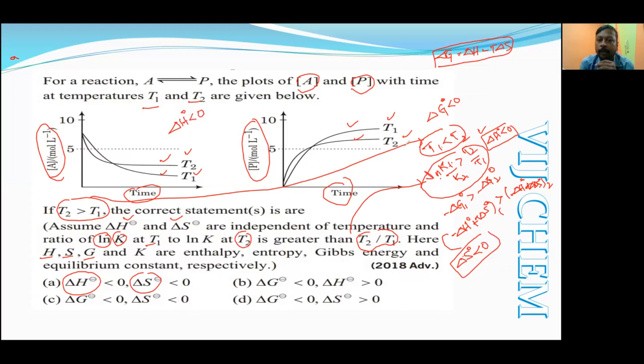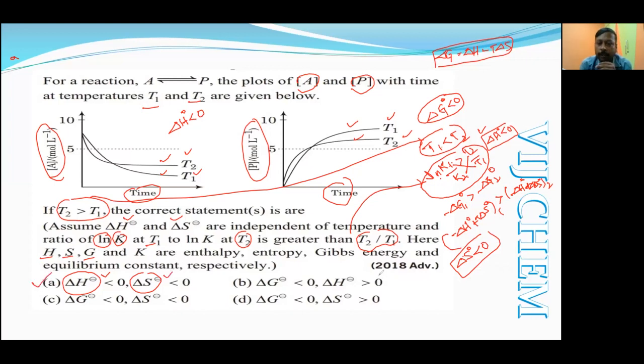Is this clear? See here, K1 at T1 and K2 at T2. So delta H is less than 0, and the reaction is spontaneous. Once the reaction is spontaneous, delta G must be negative. So substituting the delta G value and delta H value, I can get that delta S naught is less than 0. Let us check the options one by one. First, delta H naught less than 0 and delta S naught less than 0. Therefore, option A is correct.